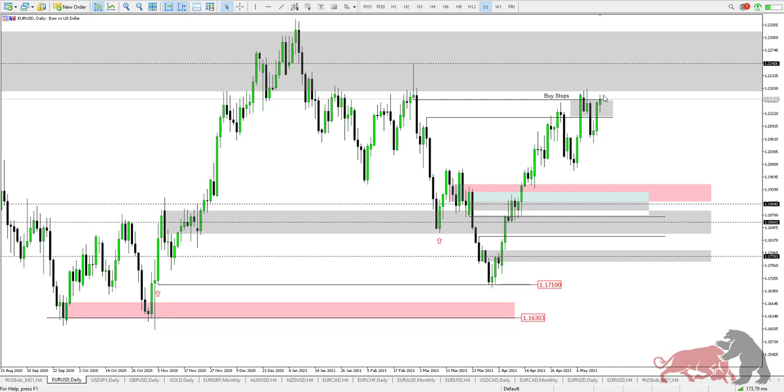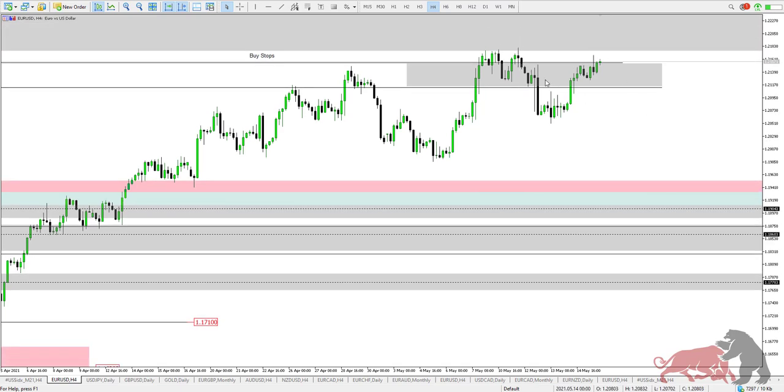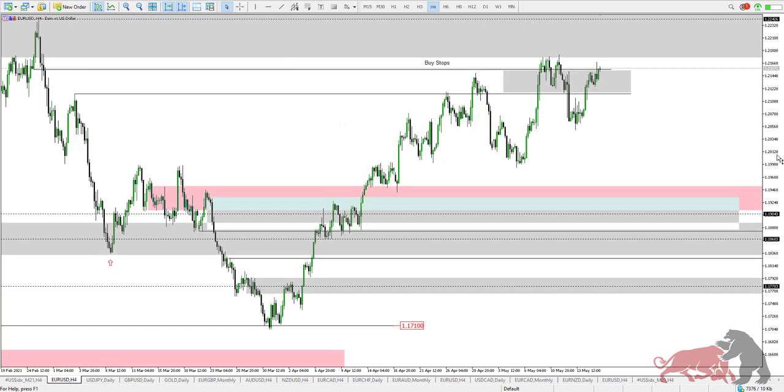So I'm expecting Euro USD to trade into our monthly bearish order block and find resistance, where it's going to trade to the upside. You can see above here we've got buy stops. Above these two equal highs, we've got buy stops. Expect market to take out that liquidity pool and drop to the downside.